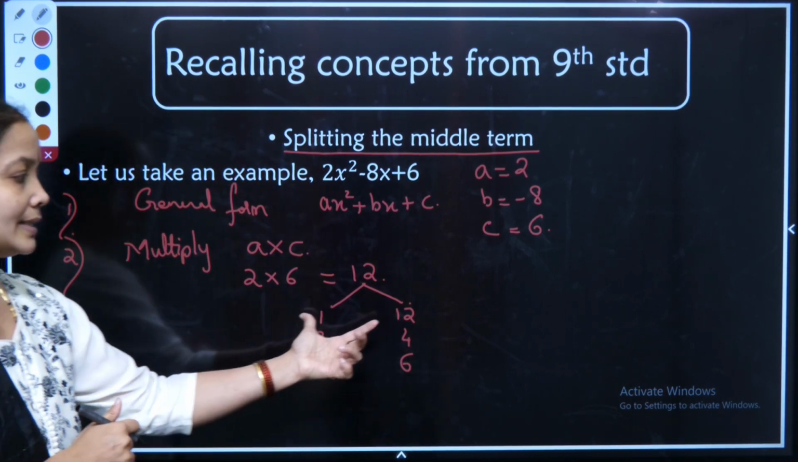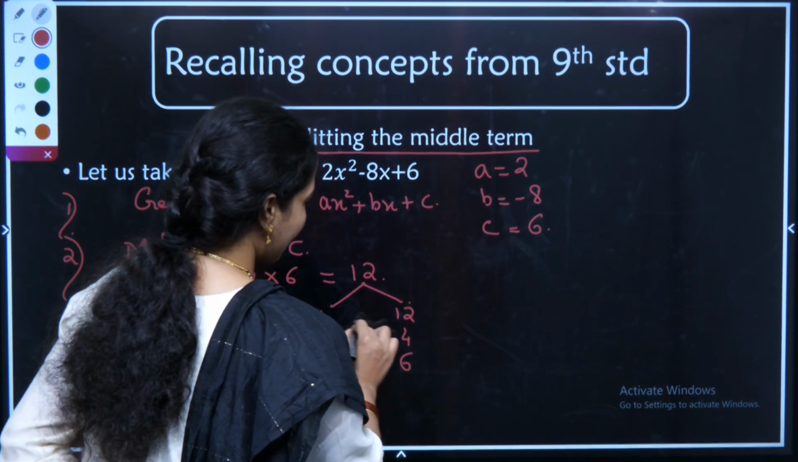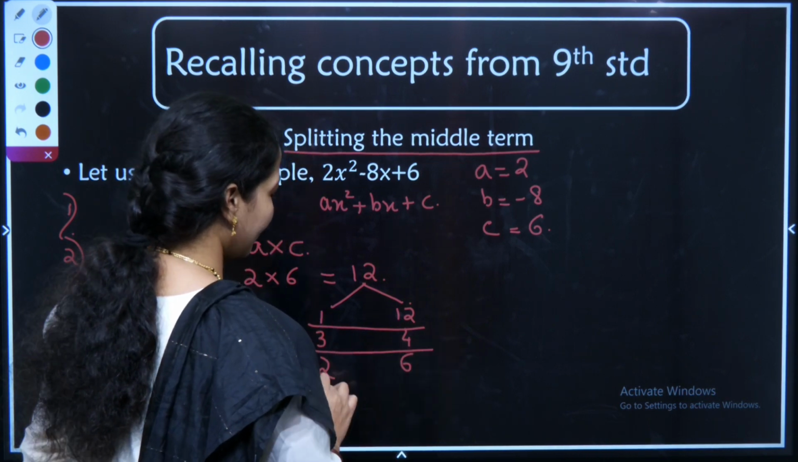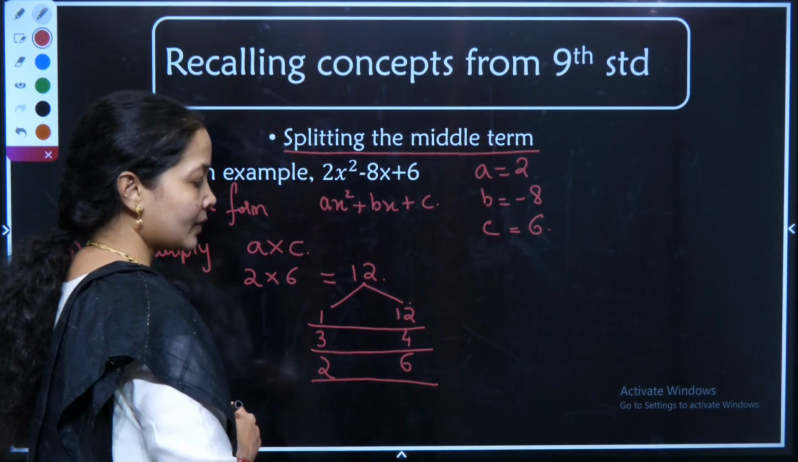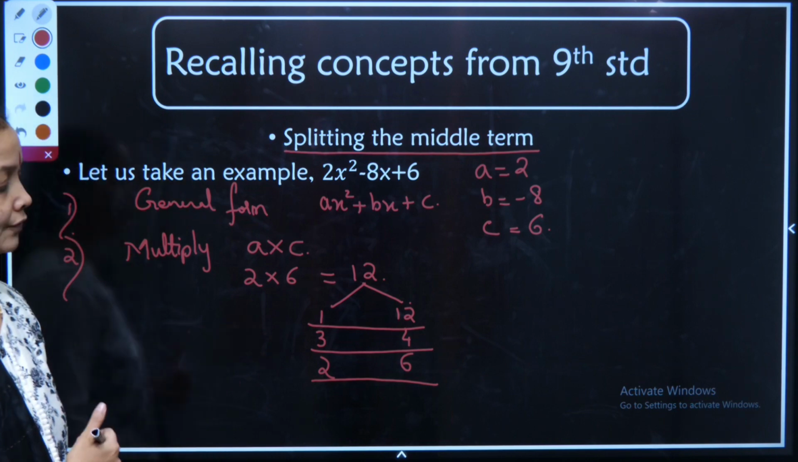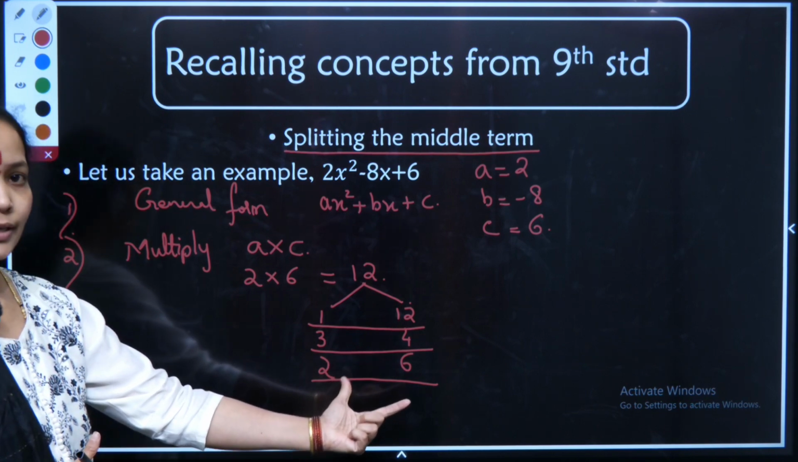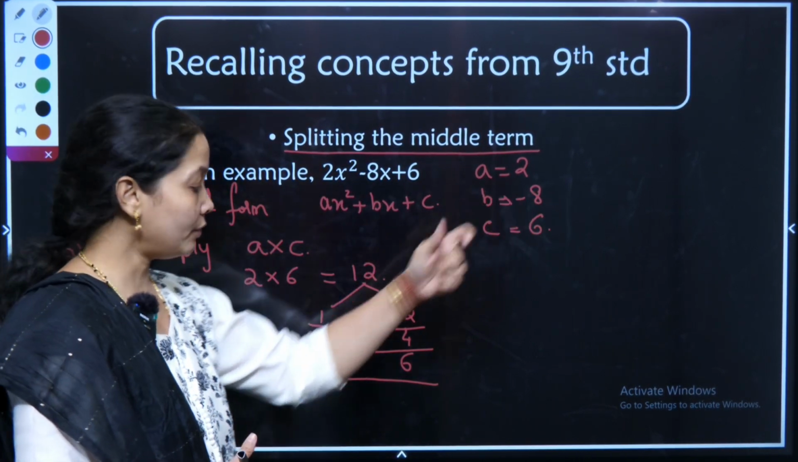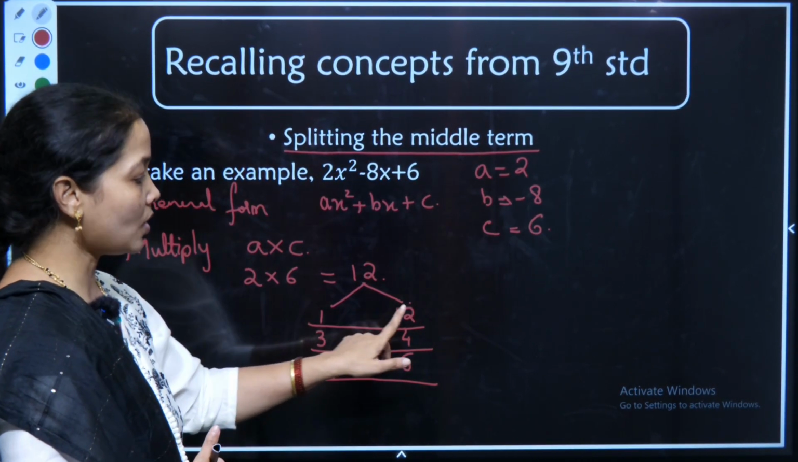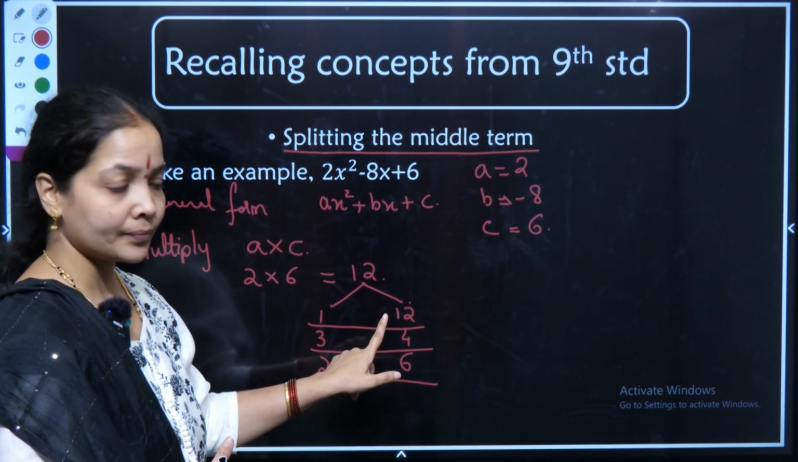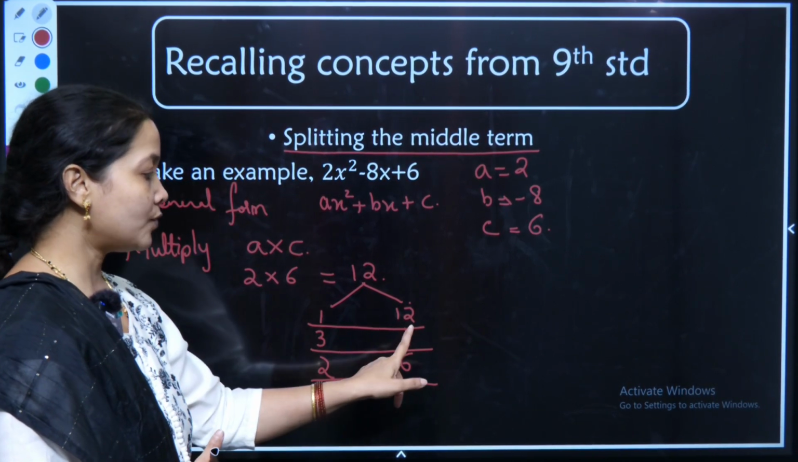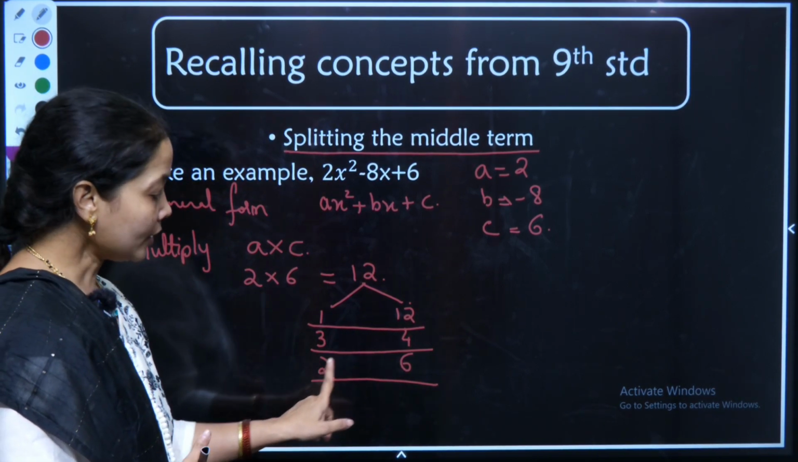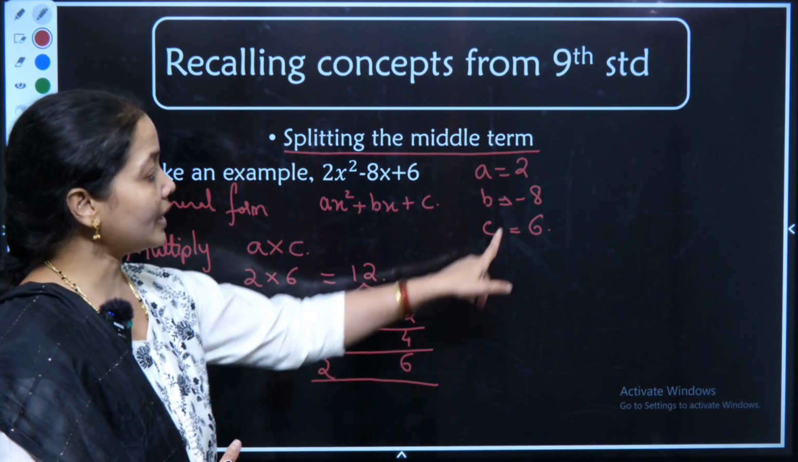Now we will consider these as pairs. I will consider 1 and 12 as the first pair, 3 and 4 as the second pair, 2 and 6 as the third pair. Now looking at these pairs, if I am adding or subtracting these pairs, I have to get the middle term, that is b. b is negative 8 here. So when I add 1 and 12, I'll get 13, or subtract 1 and 12, I'll get 11. Same way, adding 3 plus 4 gives me 7, subtracting 3 and 4 gives me 1. Adding 2 and 6 gives me plus 8, but I want negative 8.